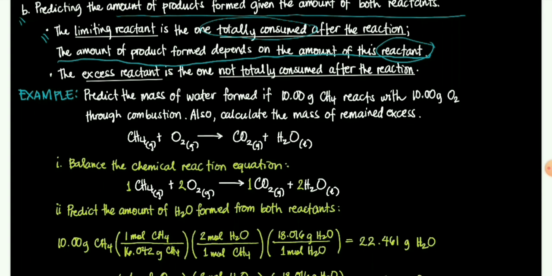So we have to determine kung alin yung limiting reactant. So the rest of the reactants will be the excess reactant. Okay? So the excess reactant is the one not totally consumed. So may matitira tayong excess reactants. From the word itself, excess. So may matitirang reactants after the reaction. Ang mauubos lang ay yung limiting reactant.